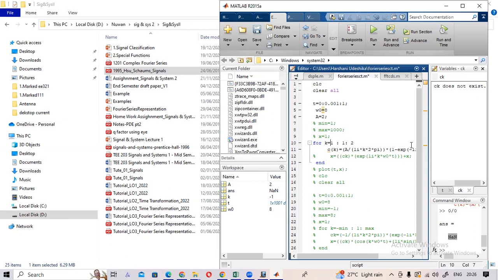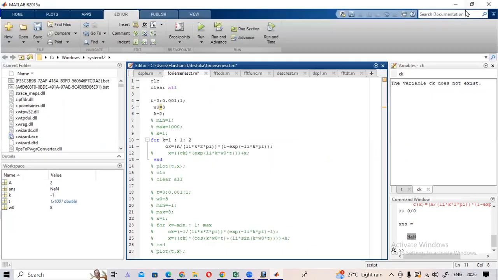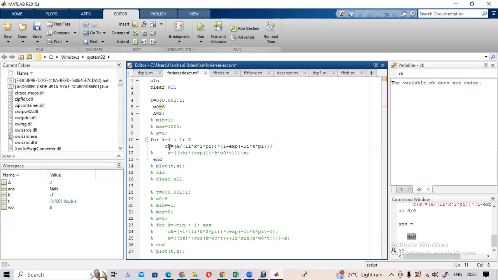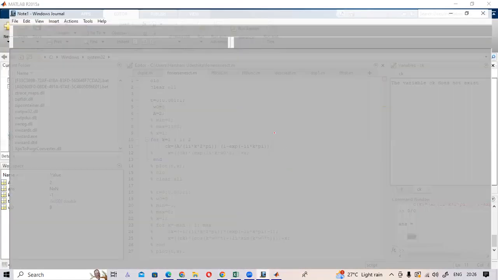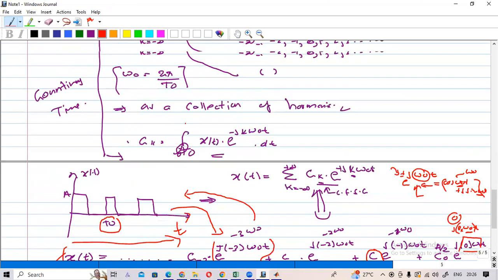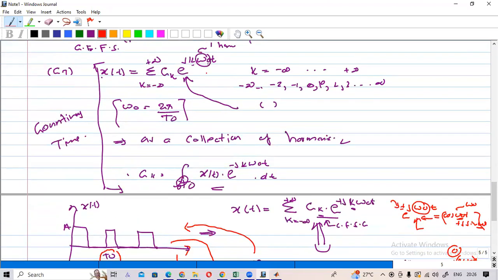So we avoid the zero value. So 1 to 2 you can get, okay? Now you calculate the CK value, okay? Now CK values are there. Then what you have to do? You need to multiply that CK value with e to the power jk omega naught t, okay?